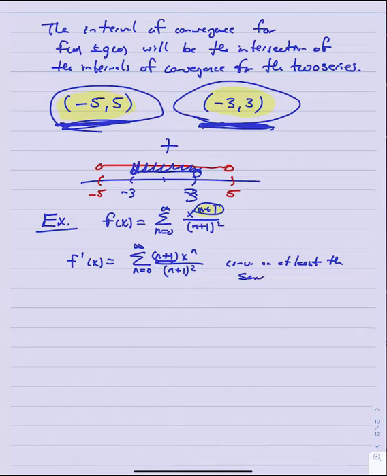And I know that this will converge on at least the same open interval as the original series, which means what I want to do now is go back and look at this original series and figure out what its interval of convergence is.